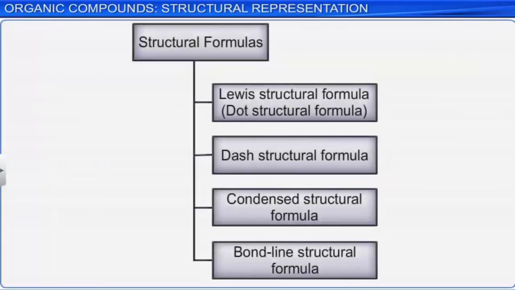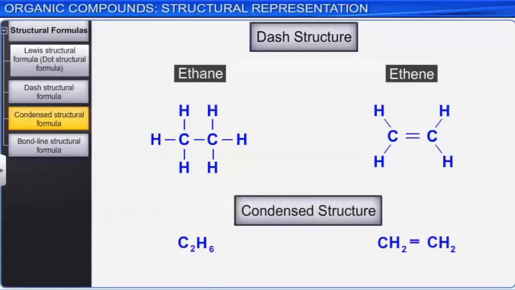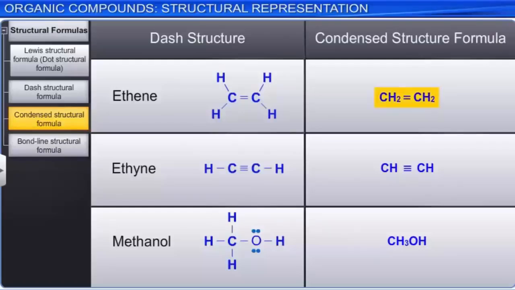Now, let's look at the condensed structural formula. In a condensed structural formula, some or all the dashes that represent covalent bonds are omitted, and the number of identical groups attached to a carbon atom is represented by a subscript. Thus, a condensed structural formula is an abbreviated form of dash structure. The condensed formula of ethene, ethyne, and methanol are represented as shown here.